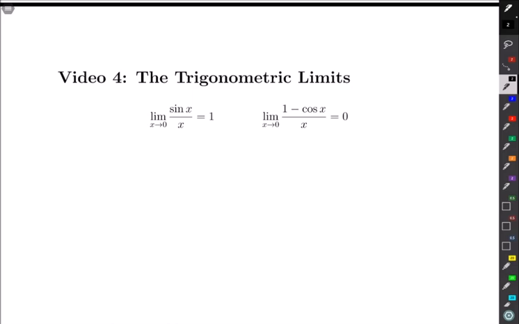So the main thing is, staring at these limits, there is no way to know right off the bat what these limits should be, right? They're not numbers. You can't just plug things in. You'd get 0/0 both times.